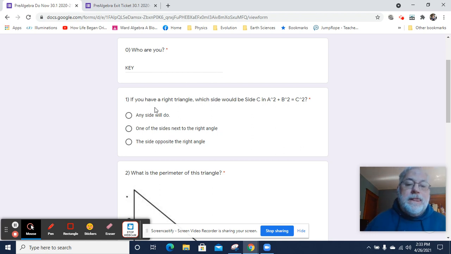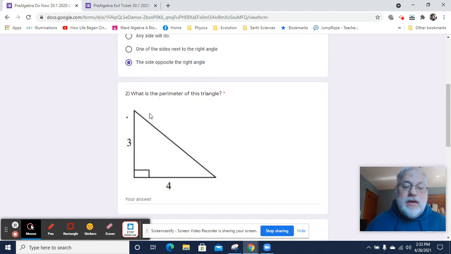If you have a right triangle, which side would we call C in the a squared plus b squared equals c squared structure? Definitely not any side will do. One of the sides next to the right angle, those are going to be the A and the B. So it's the side opposite the right angle. So in this triangle, this side is opposite the right angle. This side would be C, and either one of these could be A or B. Doesn't matter. Just keep it consistent once you've set it up.